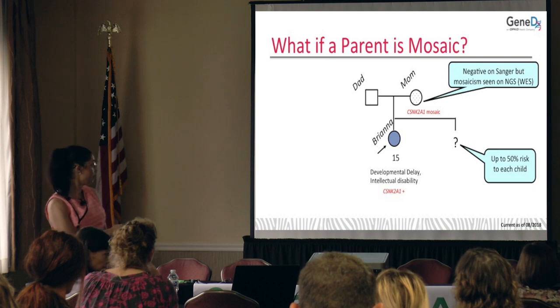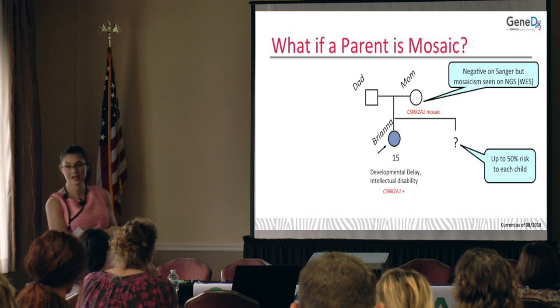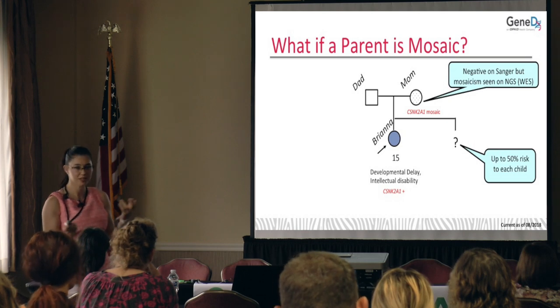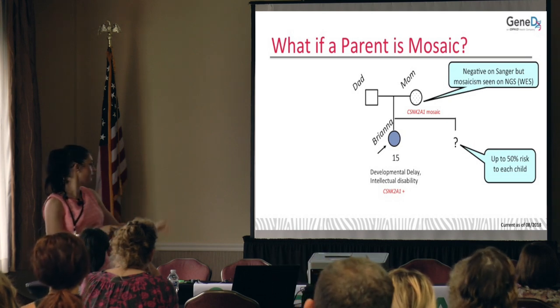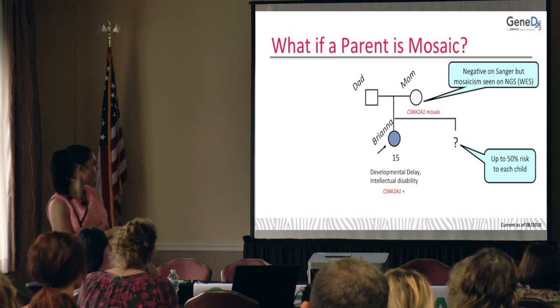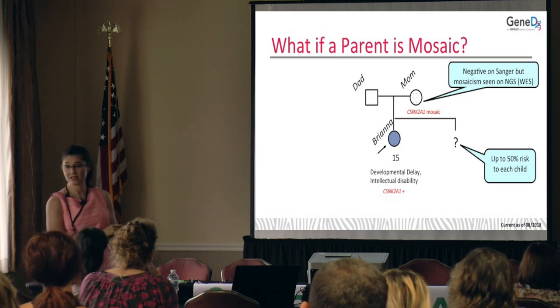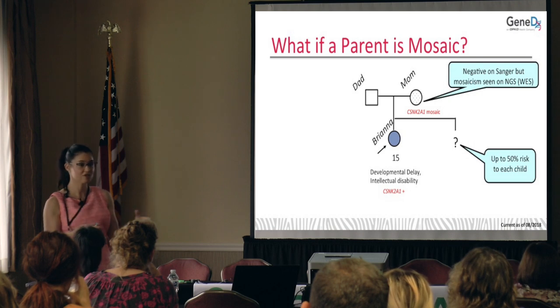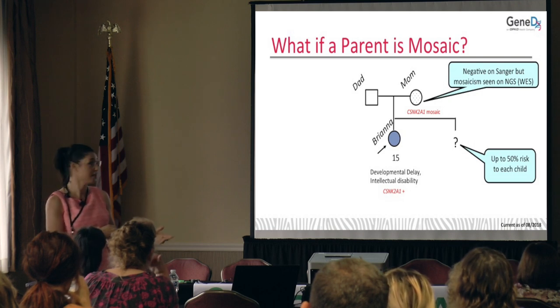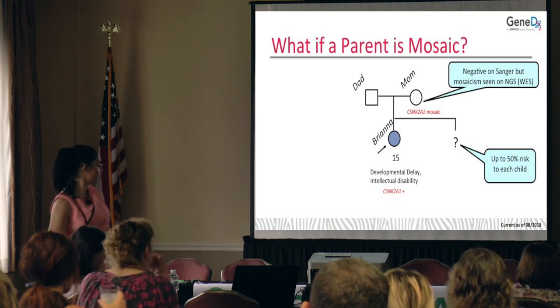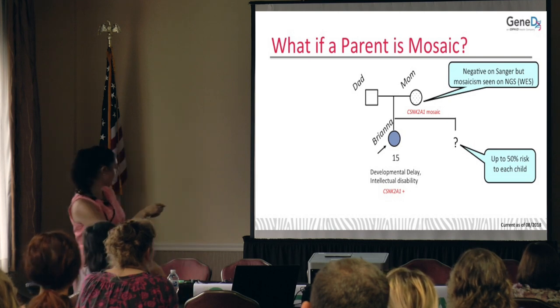Okay. So even if mom here doesn't have any symptoms or problems, or maybe milder symptoms, maybe she had some learning disabilities in school, but no one really connected that with anything genetic, she could actually be mosaic for the variant. So some of her tissues, including her eggs, could actually carry the variant, and that's what went on to, in this case, it's Brianna, right?